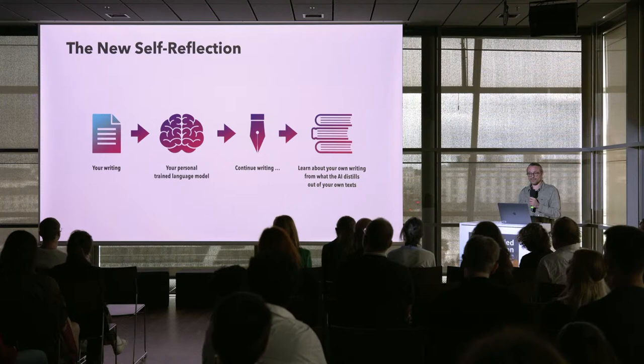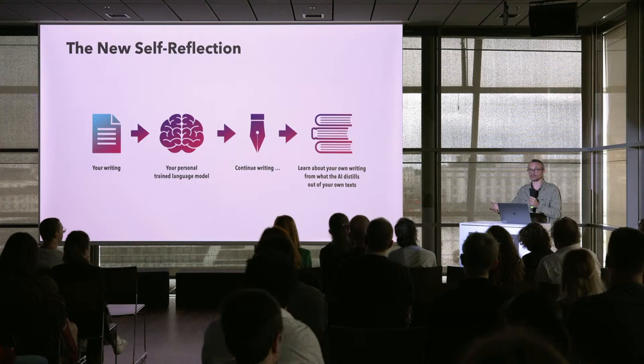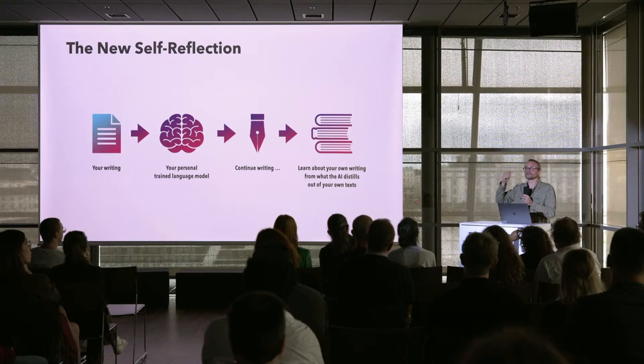Okay, I had that in depth here. The new self-reflection: we had people in workshops who learned who the murderer is in their own murder novel by asking the AI who the murderer was. And the AI answered, and they had to change some chapters afterwards and change the plot of their book, because it was a proposal that they hadn't picked up on themselves, but they found it inspiring and interesting, and it gave them a new perspective on their work.